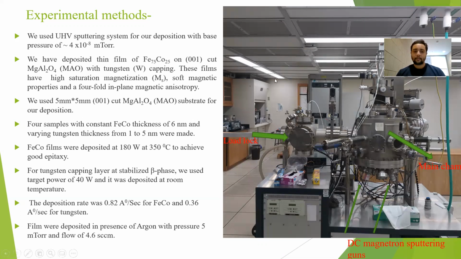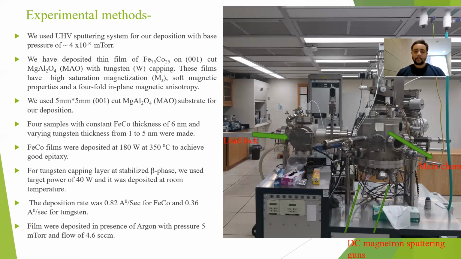We made 4 samples where we kept iron cobalt thickness at 6 nanometer, which is constant for all 4 samples, and tungsten thickness is varying from 1 to 5 nanometer. Iron cobalt films were deposited at 180 watt at 350 degrees Celsius. We use a high temperature to achieve good epitaxy, and this film was deposited using a DC magnetron sputtering gun.